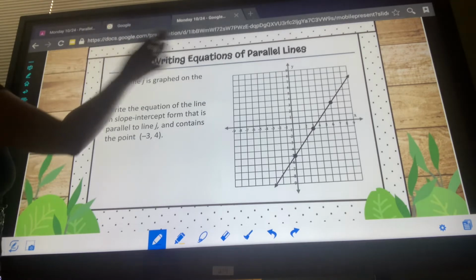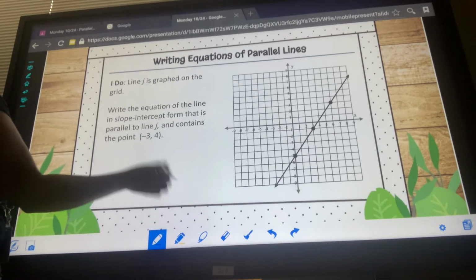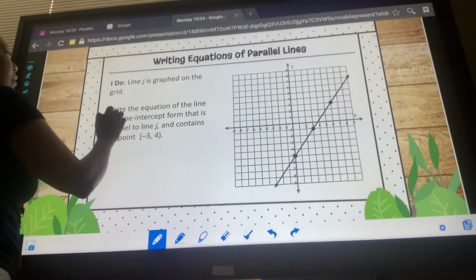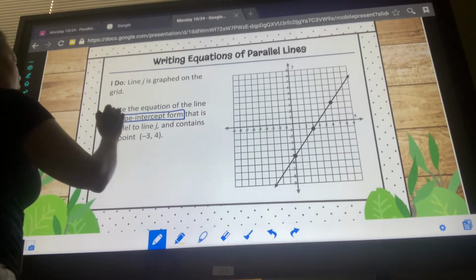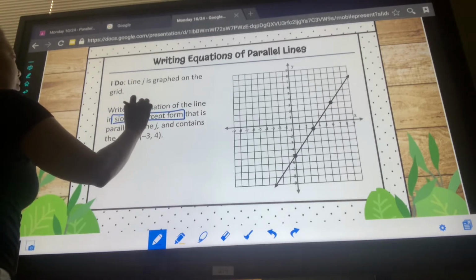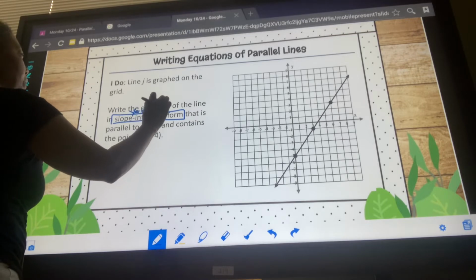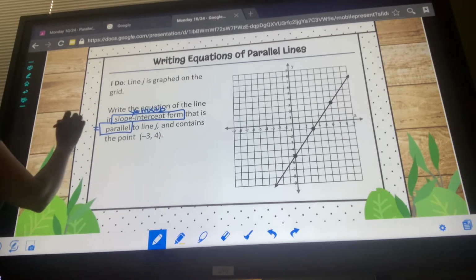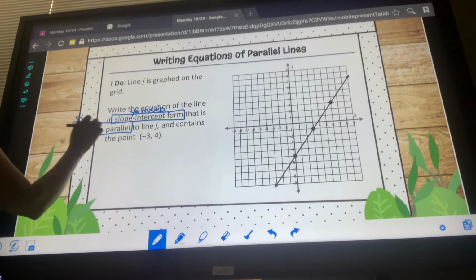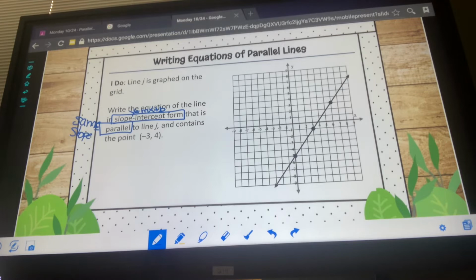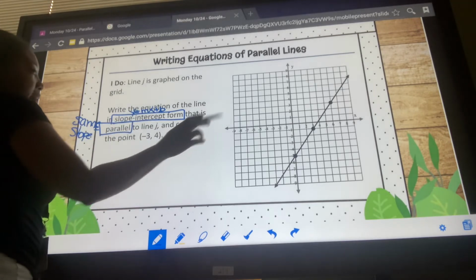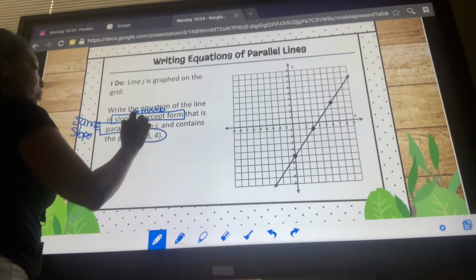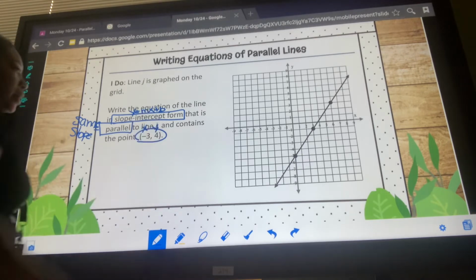It says we have line J here on the graph, and we want to write the equation of a line in slope-intercept form, which remember is y equals mx plus b, that is parallel. So parallel means we're going to have the same slope. It's going to be parallel to line J, and it contains this point. So there's our x and our y.